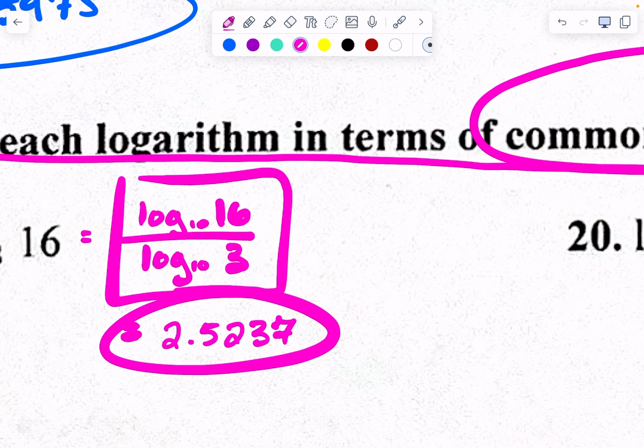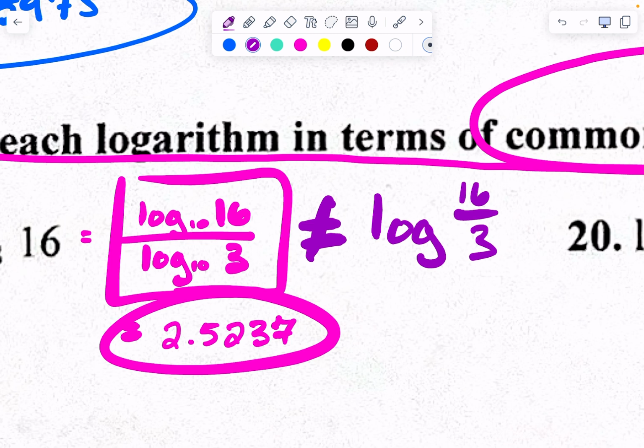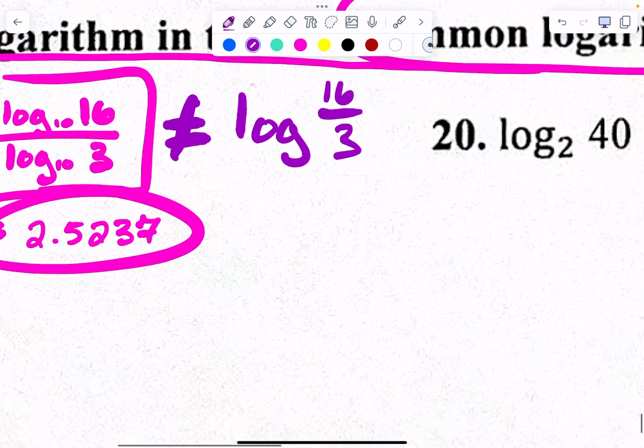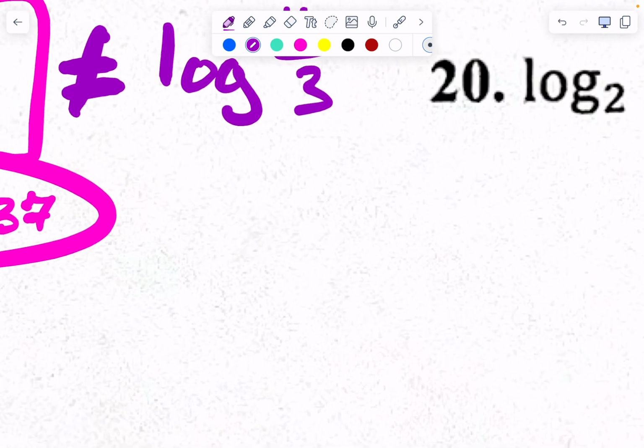16 thirds. Well, that is not the same thing. This is not equal to log of 16 over 3. You have to take log of each number first. Why not? Because it just doesn't work out that way. So then what does it equal? Shoot, that's not a very good example. How can I explain this?